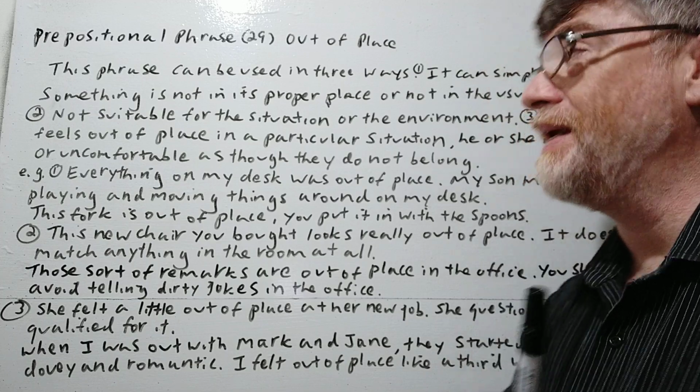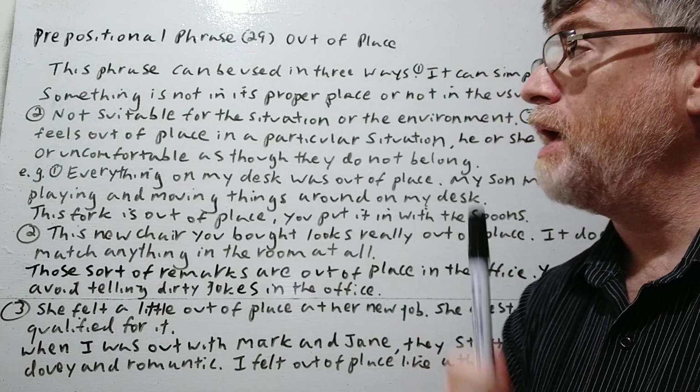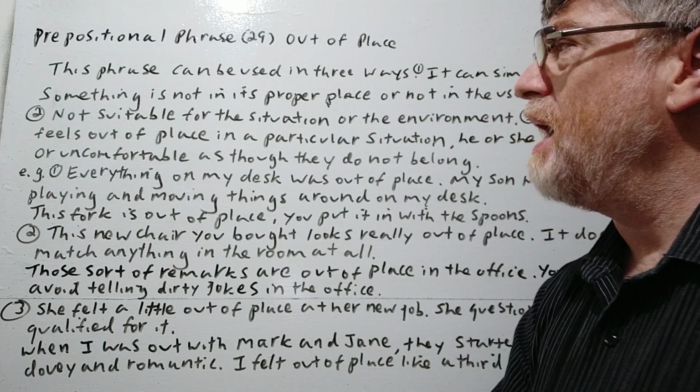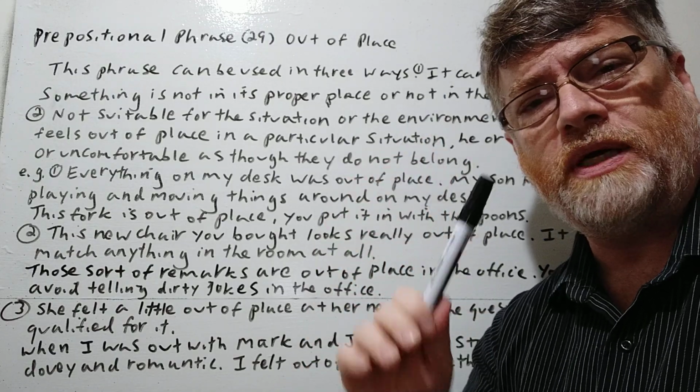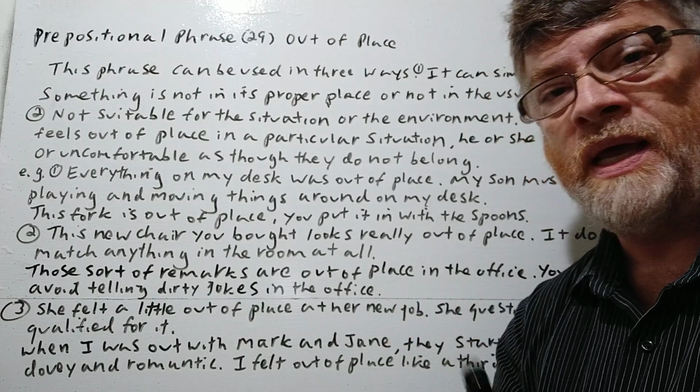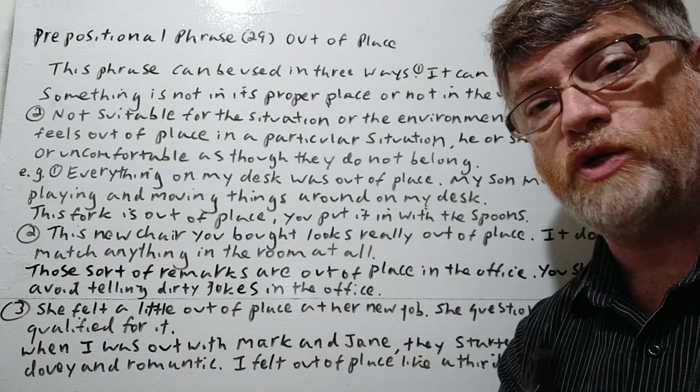The prepositional phrase today is "out of place." Okay, let's take a look at the note here. This phrase can be used in three ways, so three different meanings and three different uses. And I think we'll give a couple of examples of each one.